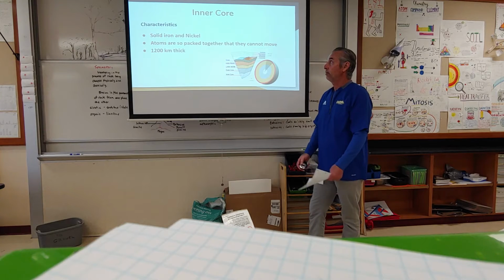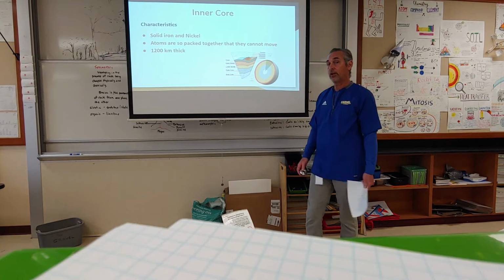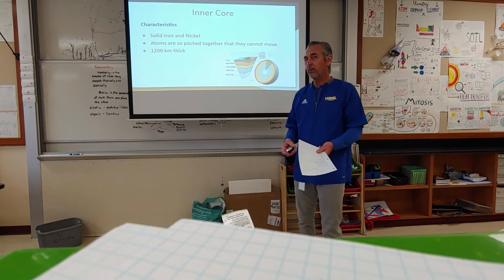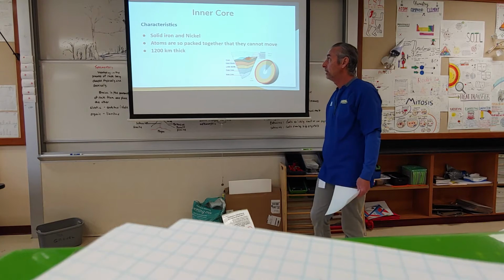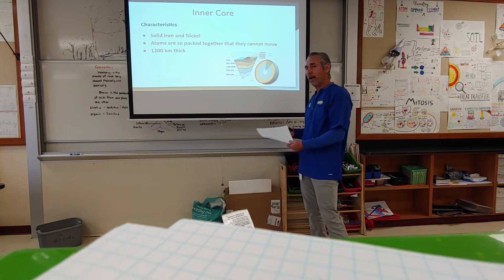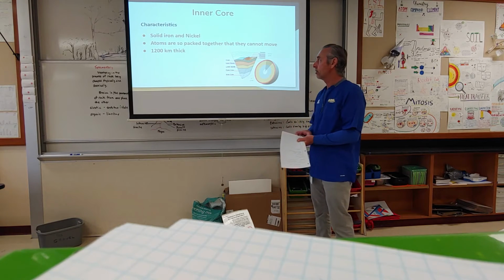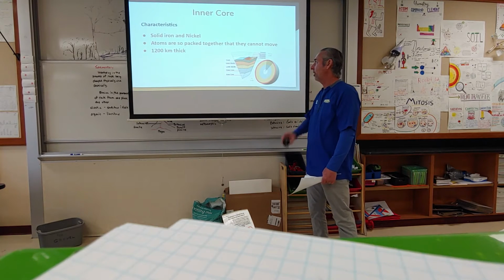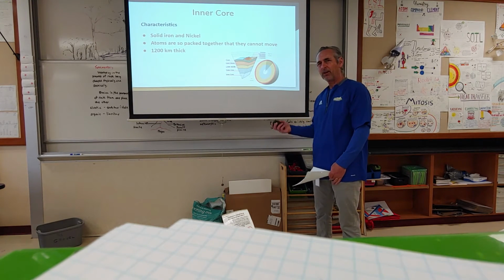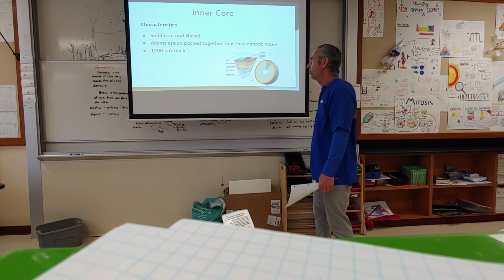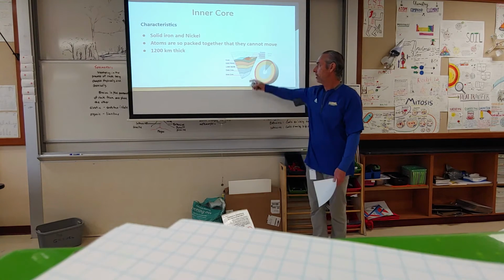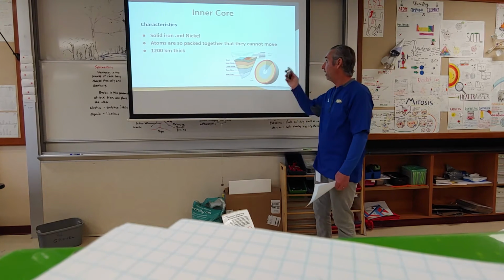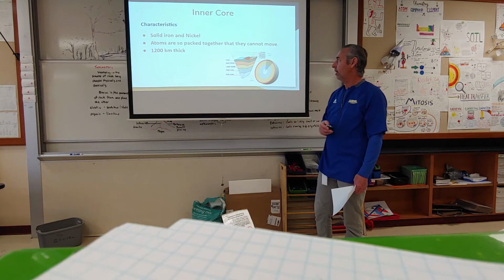So, let's talk about the characteristics of the inner core. First off, it's solid iron and nickel. There are some other elements in there, but really it's basically iron and nickel. The atoms are so packed together, and we're going to talk about atoms, that they can't move. The approximate thickness of the Earth's inner core is about 1,200 kilometers. So there's a picture here of the inner core and then the outer core. I would definitely double check that every once in a while.